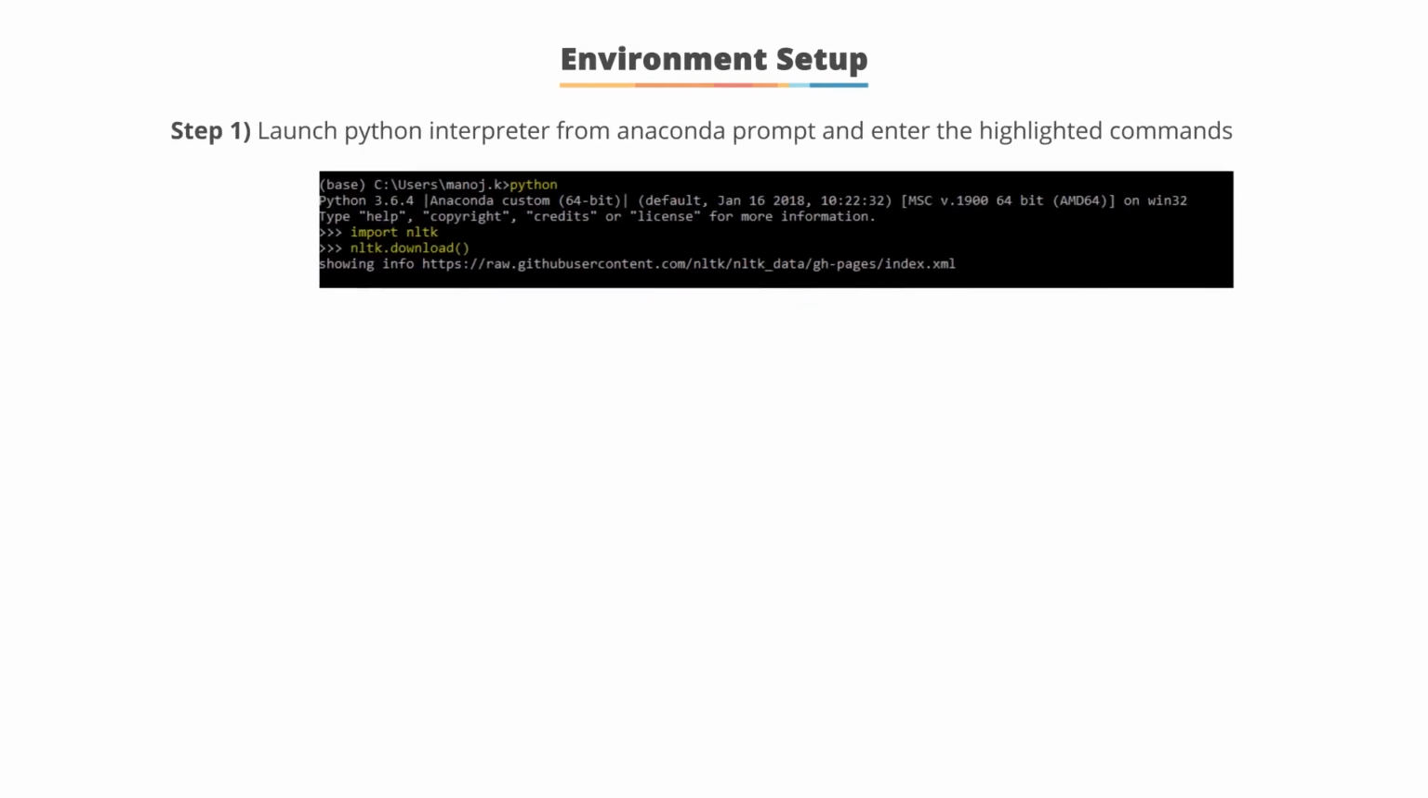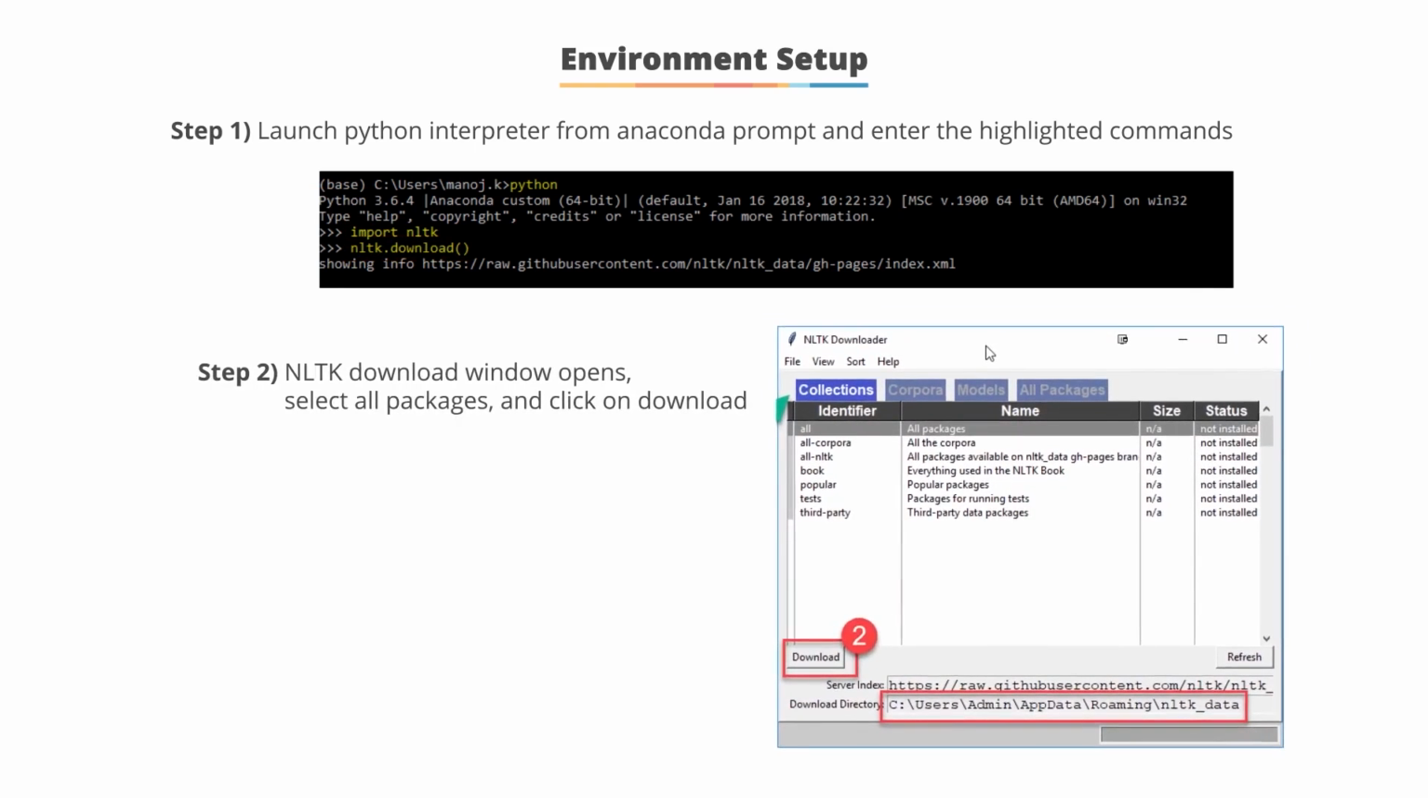Go to Windows Start and launch Python Interpreter from Anaconda prompt and enter the following commands. Enter command python to check the version of Python installed on your system. Enter import nltk to link you to the NLTK library available to download. Then enter nltk.download function that will open the NLTK download window.